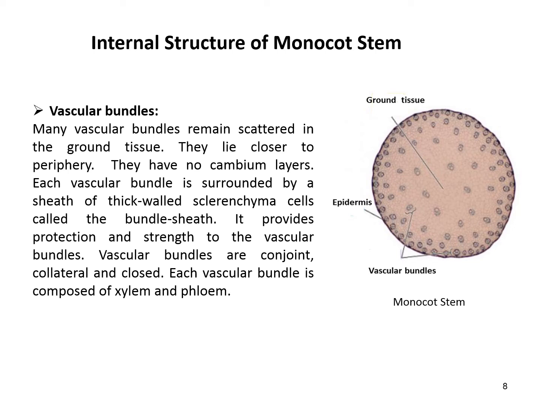Each vascular bundle is surrounded by a sheath of thick walled parenchyma cells called the bundle sheath. It provides protection and strength to the vascular bundles. Vascular bundles are conjoined, collateral, and closed. Each vascular bundle is composed of xylem and phloem tissue.